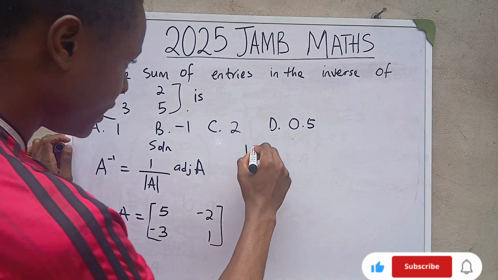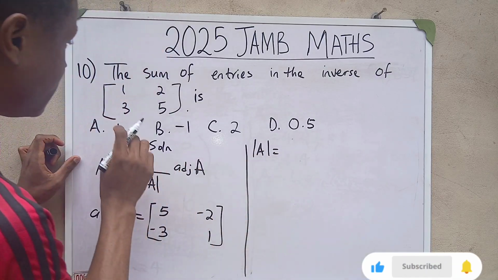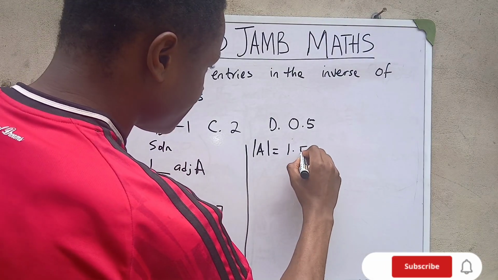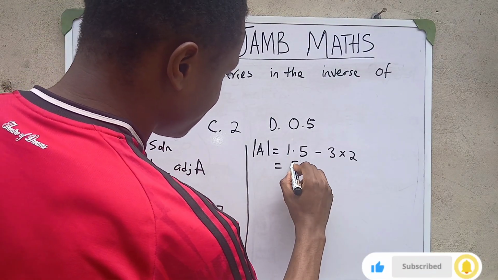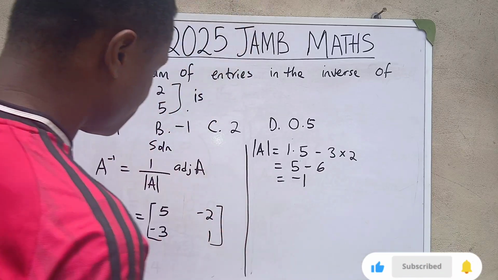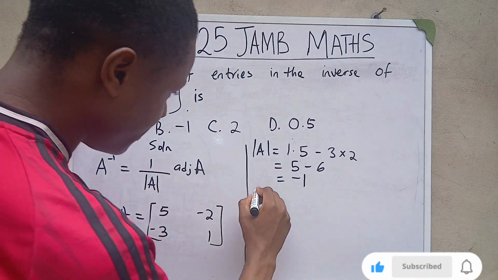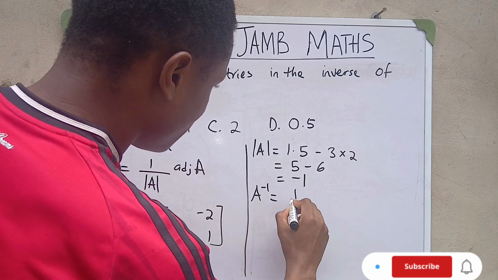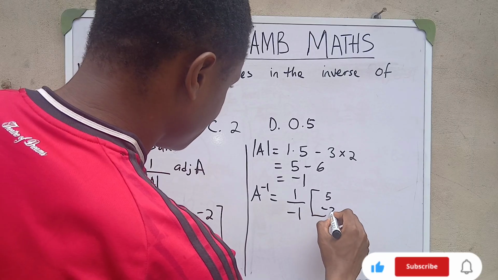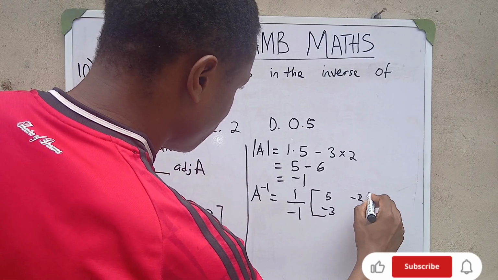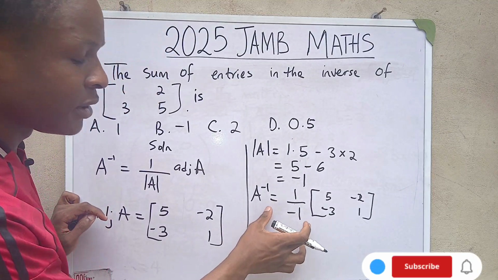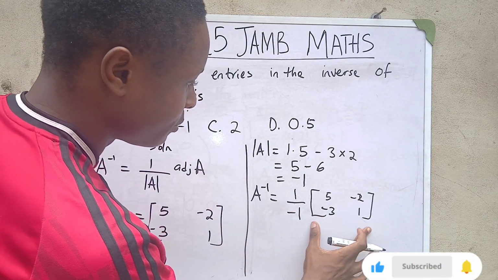So the determinant of this matrix is 1 times 5 minus 3 times 2. So 1 times 5 is 5, minus 6. So our determinant is minus 1. So the inverse of the matrix, A inverse, is 1 over minus 1 times the adjoint, which is 5, minus 3, minus 2 and 1. So 1 over minus 1 is still the same as minus 1. So minus 1 multiplies everything here.